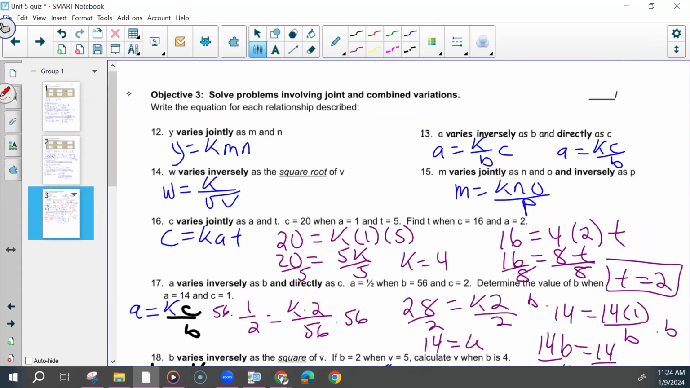Jointly is like directly, you're multiplying. Inversely, you're dividing. So jointly and directly multiply K times whatever. Inversely divide by whatever, K divided by whatever. Other last minute questions?